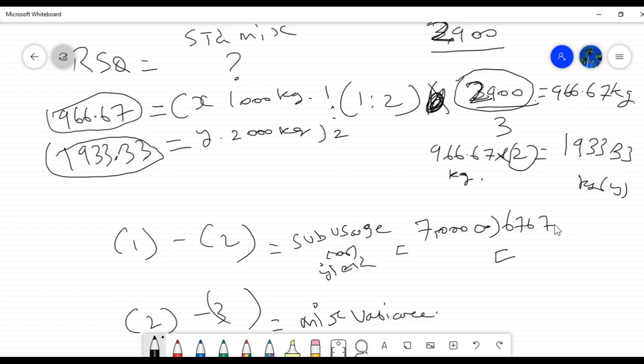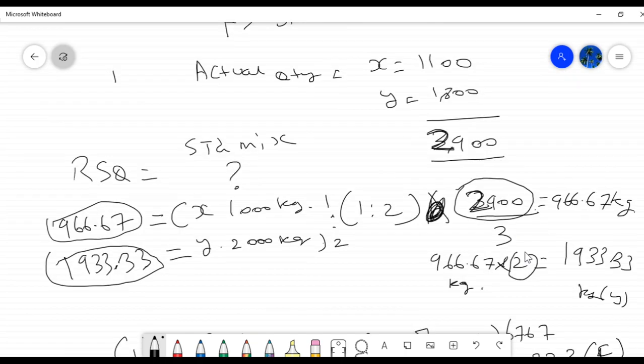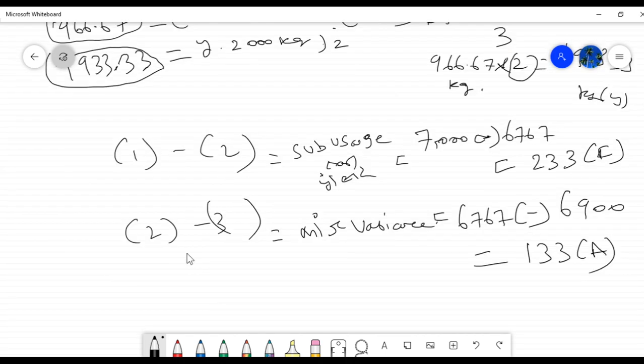What is the next one? 2 minus 3. What is 2 actually? 6767 is the 2. Then what about 3? 3 is AQ into SP. How much is it? 6900. So 6767 minus 6900 equals 133 adverse. Why is it adverse? See, the negative value is greater than the positive one.